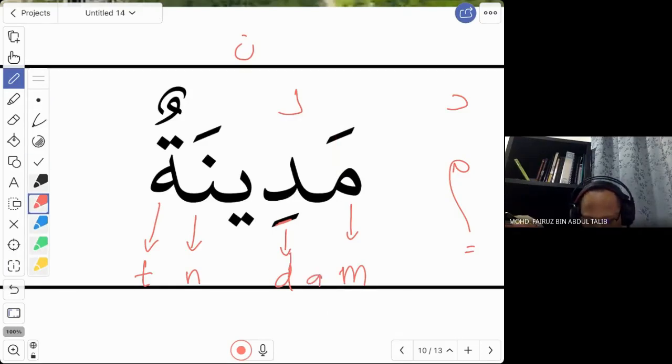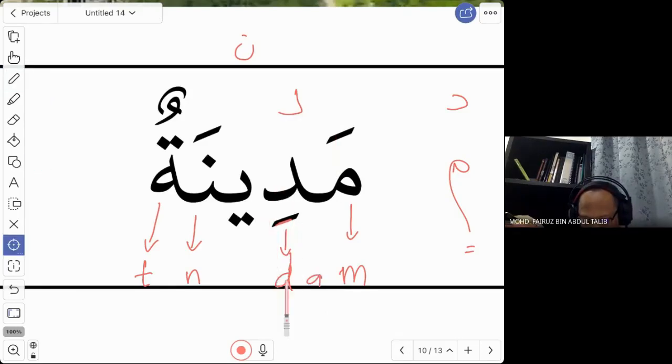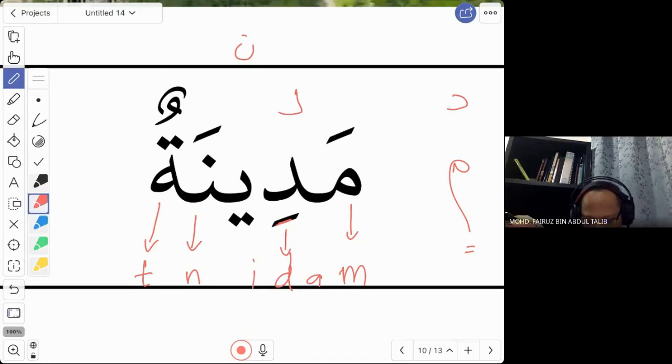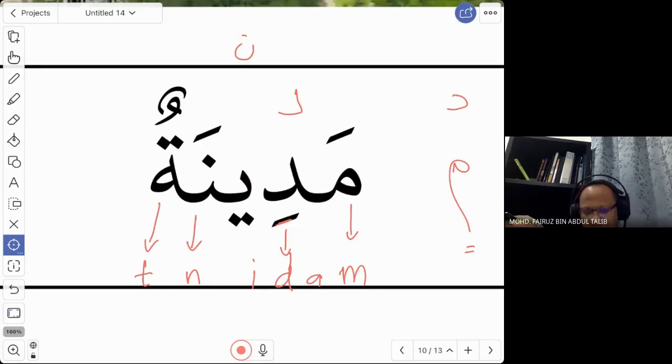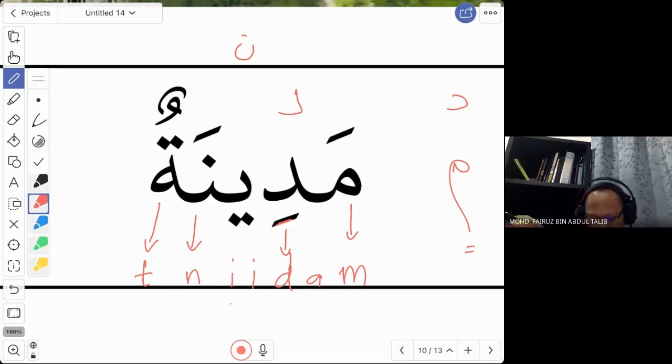Okay, the next vowel, together with the letter dal, D. This is a kasrah. Da is here. This is kasrah. D. Correct. Kasrah is I. Now, you have a kasrah followed by this ya, the long vowel. Since it is a long vowel, you just add another I, so you know I must make it longer. Yeah, E.